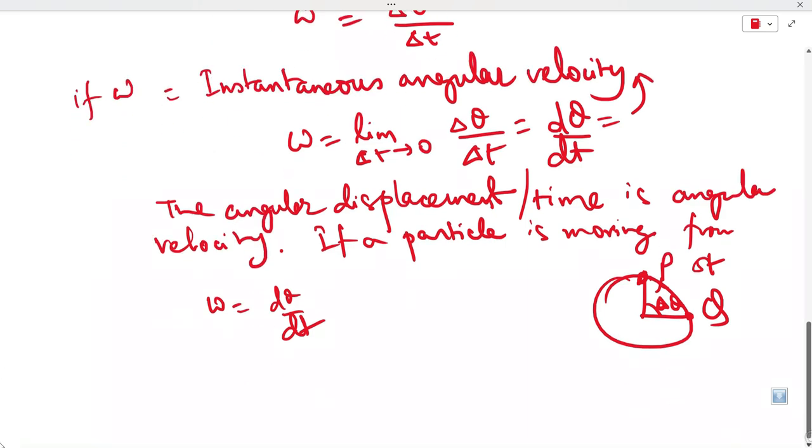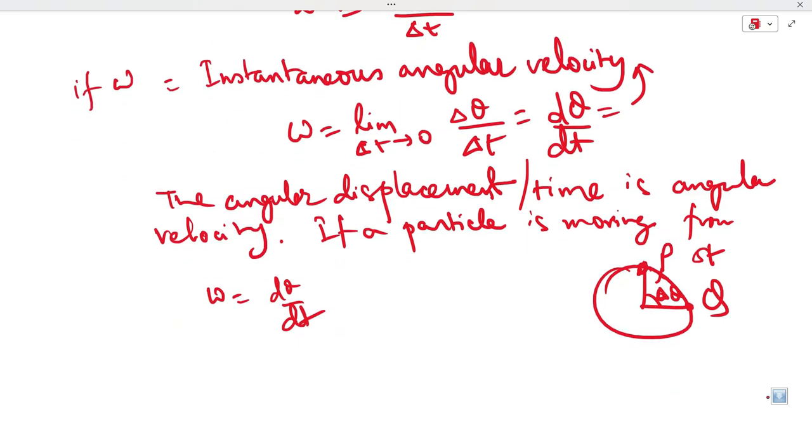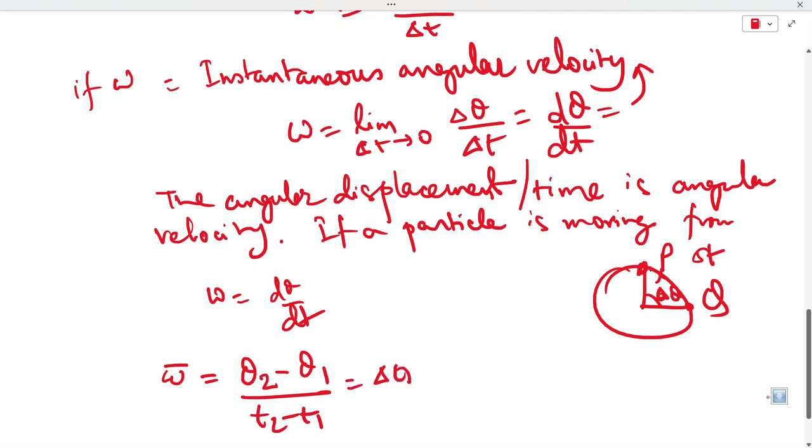Now let us see some properties, or more discussion about angular velocity. Let us try average angular velocity. How can we write average angular velocity? We write a dash line on the topmost portion, so this represents that it is the average. So average angular velocity is theta 2 minus theta 1, the angle subtended finally and initially, divided by the time taken t2 minus t1. That can be represented by delta theta by delta t, which is the average angular velocity.